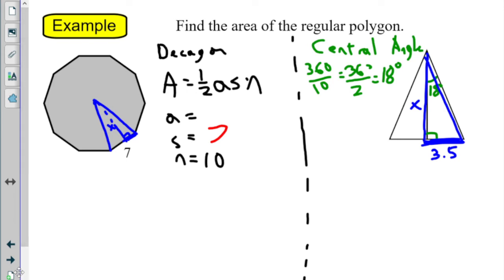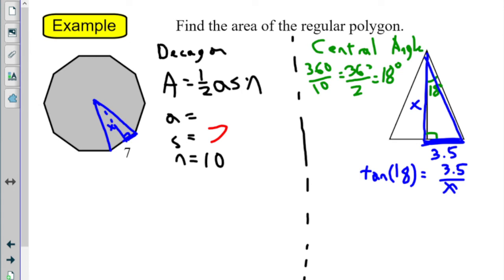So because I know opposite and I want adjacent, it's going to be tangent again. Because I'm still just interested in opposite and adjacent. Tangent of my angle, 18, equals my opposite goes on top, my adjacent goes on the bottom.